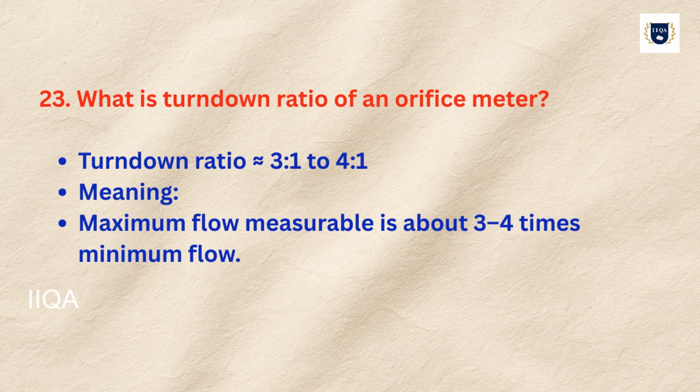What is turndown ratio of an orifice meter? The turndown ratio is approximately 3 to 1 to 4 to 1, meaning maximum flow measurable is about 3 to 4 times minimum flow.